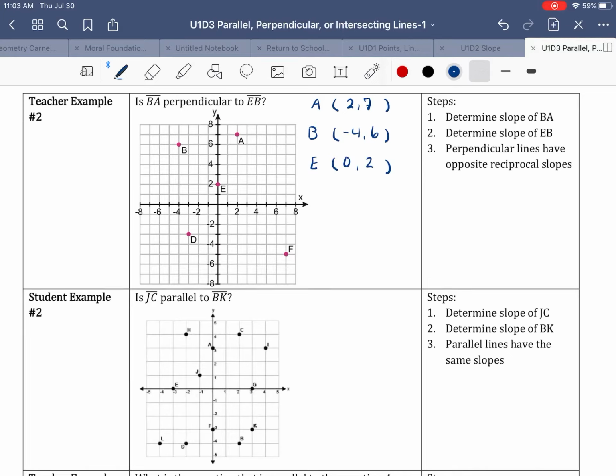Let's start by finding BA. So I'm going to label my x1, y1, x2, y2. And I know in order to find slope, we're doing y2 minus y1 over x2 minus x1. And we plug in these numbers.